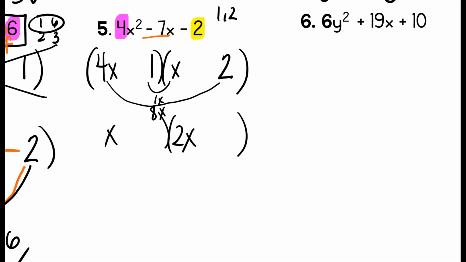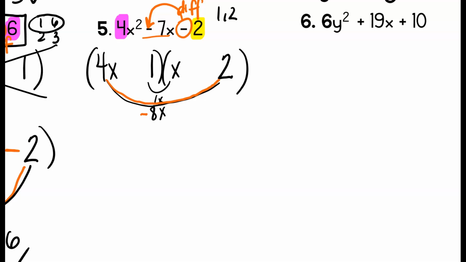So now I know that it's not this option, and I would only try that if I didn't have a choice. Signs have to be different. Bigger one gets the negative. So bigger is 8, which means 8 needs to be negative, so that means this 2 needs to be negative. 1 has to be the opposite sign because signs have to be different, so that will be positive.